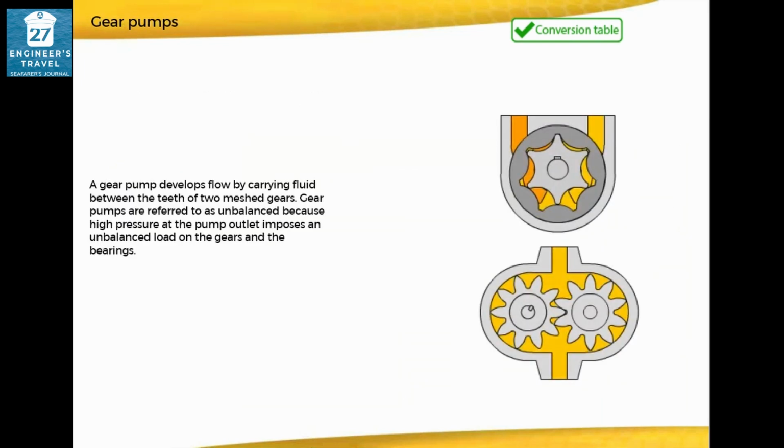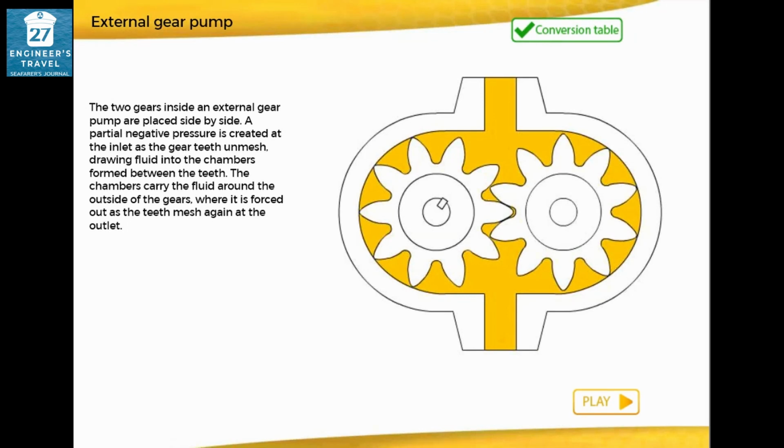A gear pump develops flow by carrying fluid between the teeth of two meshed gears. Gear pumps are referred to as unbalanced because high pressure at the pump outlet imposes an unbalanced load on the gears and the bearings. Normally they are used in hydraulic systems with pressure up to 20 megapascal. The two gears inside an external gear pump are placed side by side.